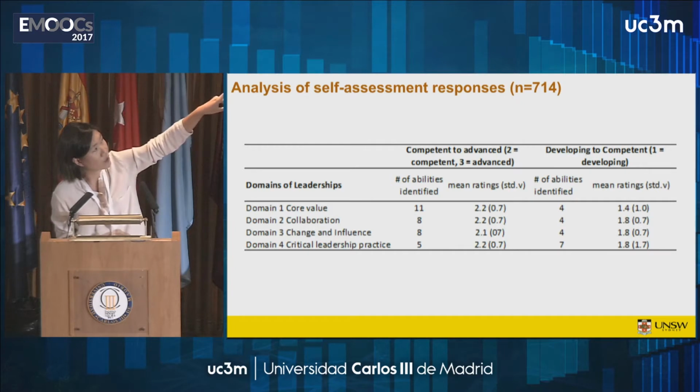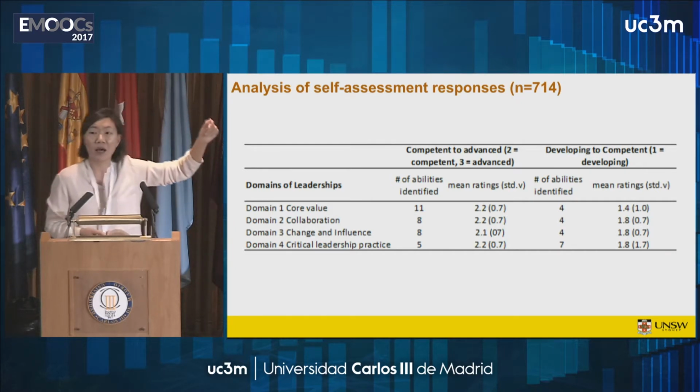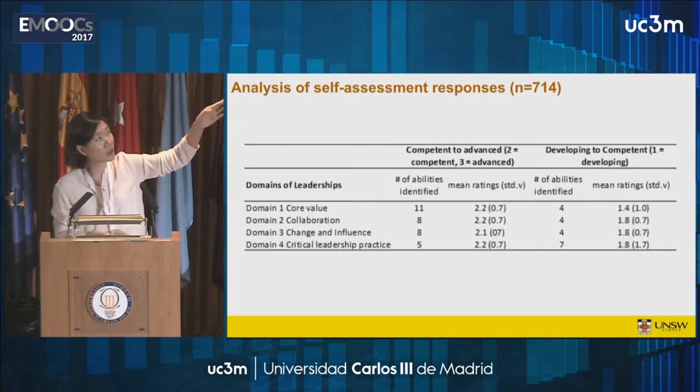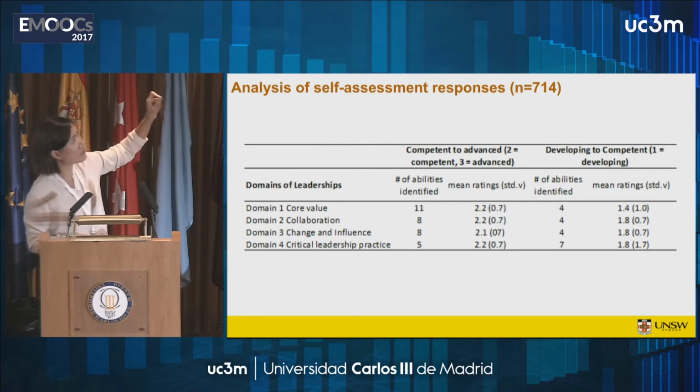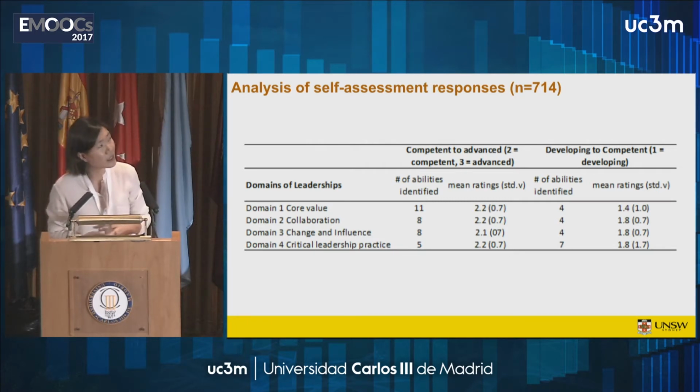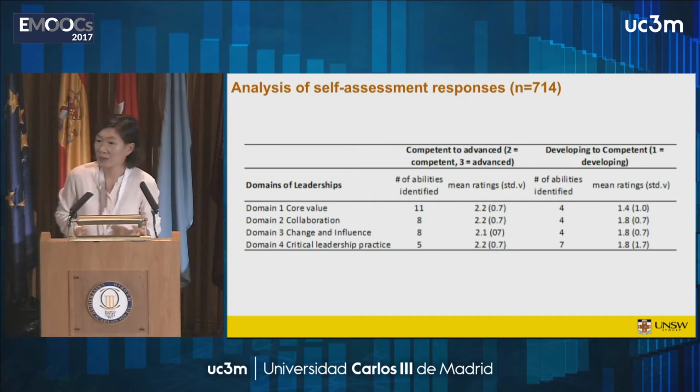You will be able to see that through the mean rating and the standard deviation. And a lot fewer abilities are identified as developing. So what happens in domain four is that we realize a lot of people actually identify their abilities in this domain as less developed. So we cannot jump to conclusions, but we start to see the evidence telling us people are putting in genuine effort in self-assessing their abilities at the early point of the course.